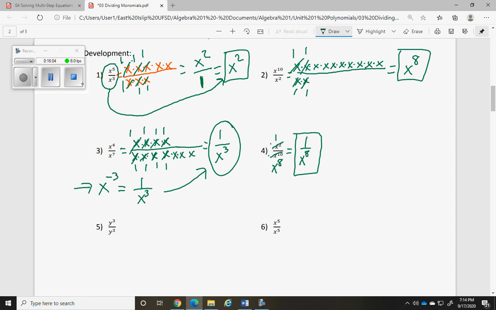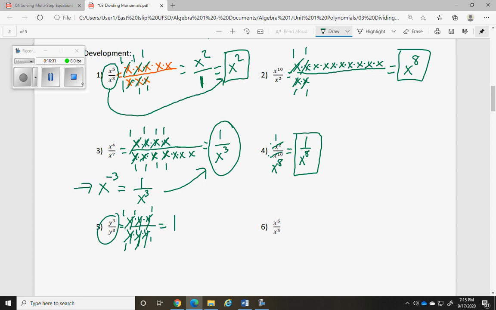Our final answer is 1 over x to the 8th, whether you use the silly trick and get a negative exponent and then rewrite it, or if you just simplify. On number 5, if I expanded it, because there's not too many things to write down, I'm hoping you realize the answer is a 1. Right? y over y is 1 over 1. y over y is 1 over 1. And y over y is 1 over 1, which leaves me with a 1.